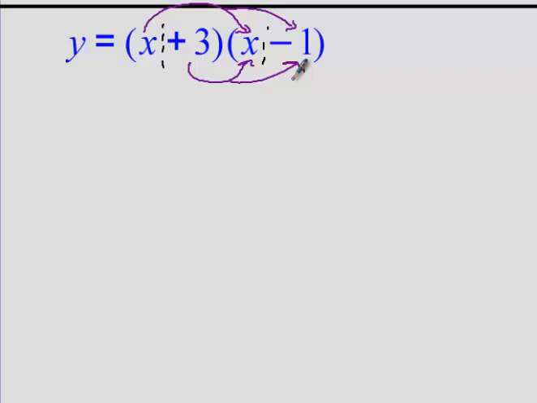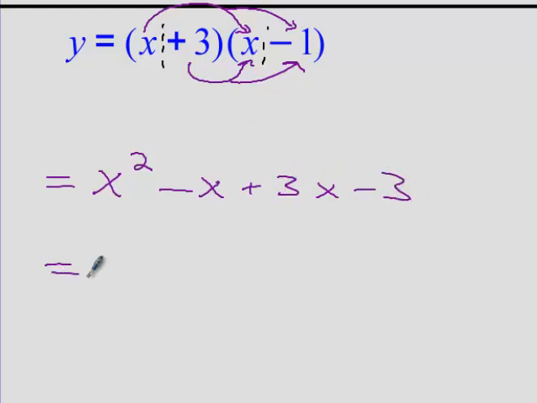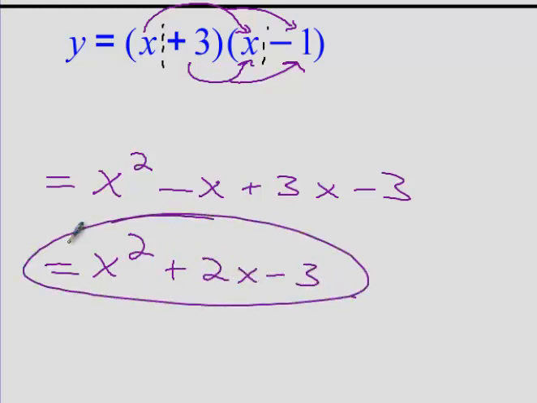Okay? So, real quick, who remembers what's x times x? X squared, x times negative 1. 3 times x. 3 times negative 1. Okay, is there anything here that can group up? Okay, so the x's can combine. So what's a negative x plus 3x? Positive 2x, right? So now, if you notice, what form is this equation in?